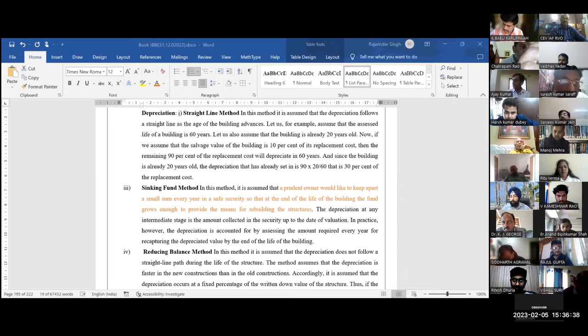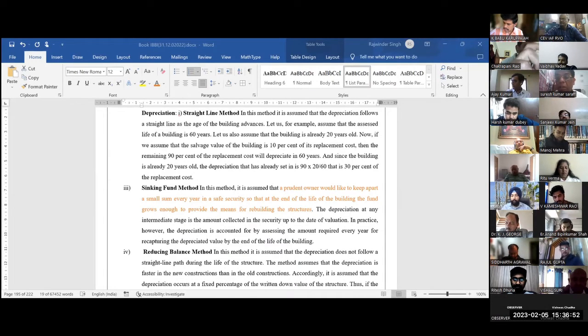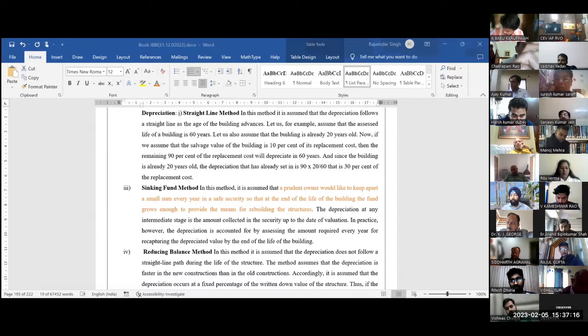By formula we calculate, sir. So which formula do you use? R divided by (1+i)^n minus 1. So it is I C, I C is equal to 1 upon S. So it means if you have to get rupees 1 as sinking fund, you have to deposit this much amount every year.